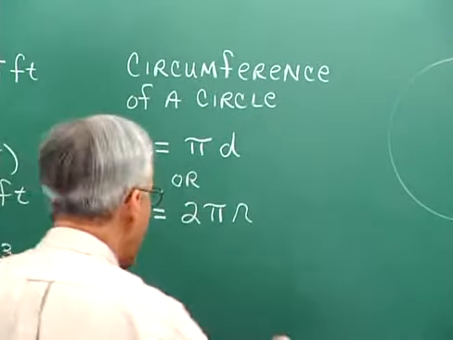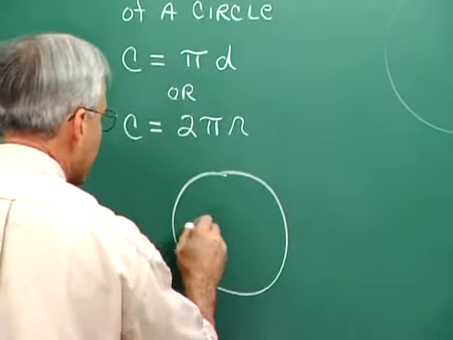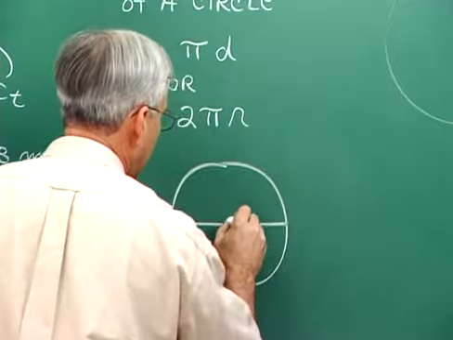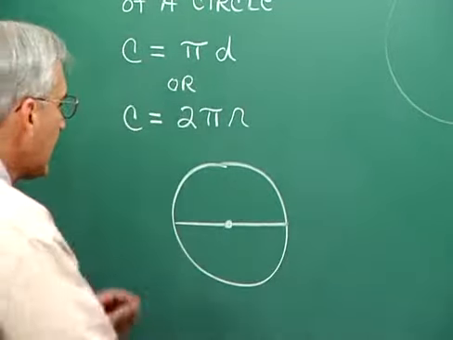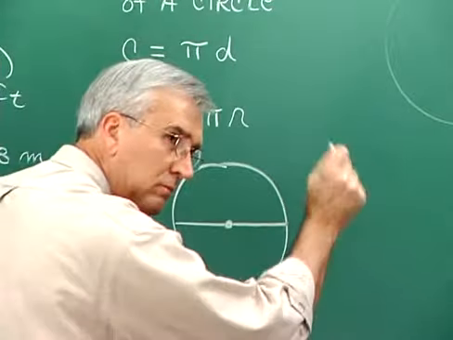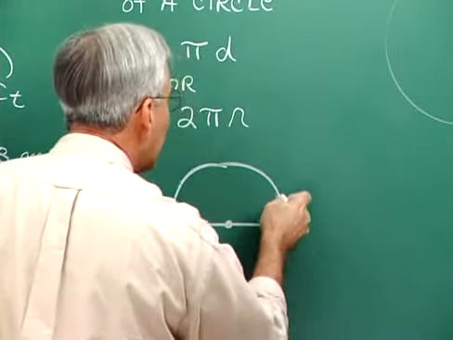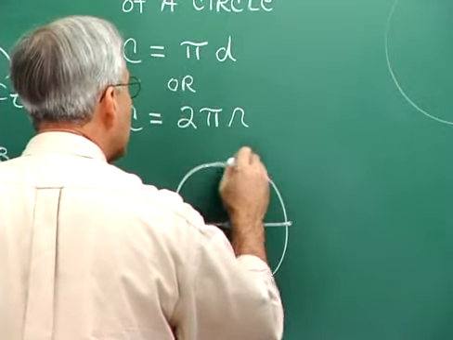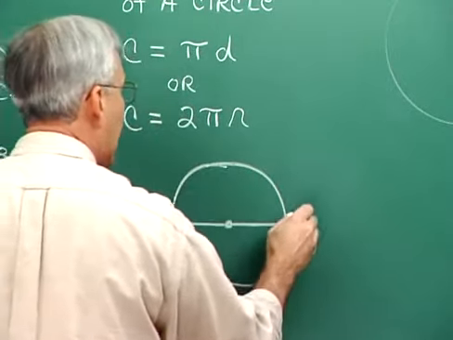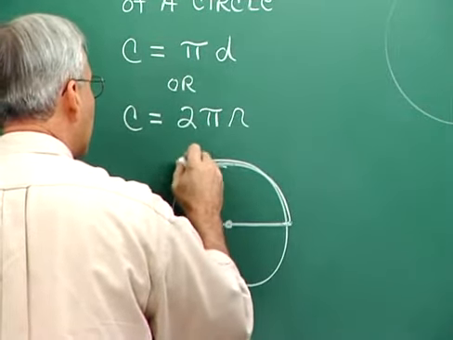Now, let me show you how that works. If you have a circle, and here is its diameter. Suppose we take the diameter and lift it off of the circle and make it flexible, and we lay one end of the diameter right here and lay it on the edge of the circle. Let's say that it comes to about right here.